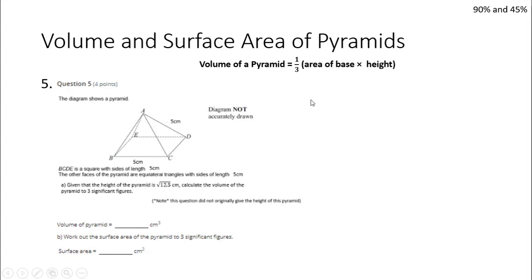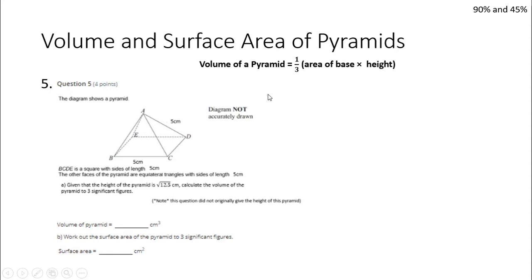To make this easy on you, I've given you a pyramid where the base is just a square, so it's length times width, and the length and width are both 5. And the height of the pyramid, which was given, was the square root of 12.5. Normally this question wouldn't give you that height, but I'm trying to go a bit easy on you. You would have had to work that out using a combination of Pythagoras.